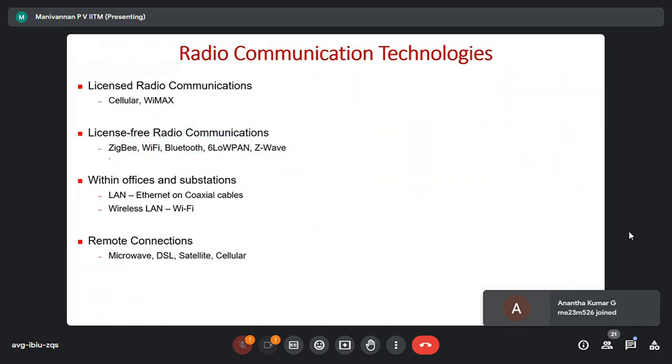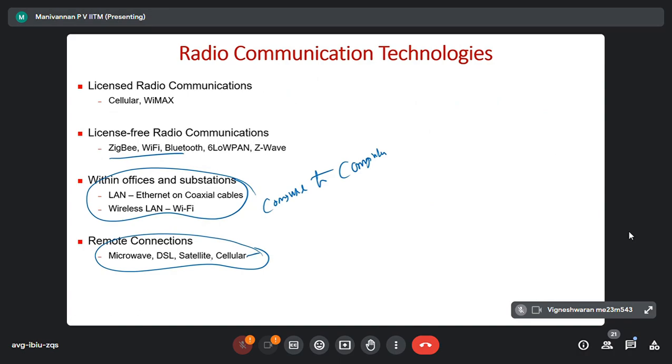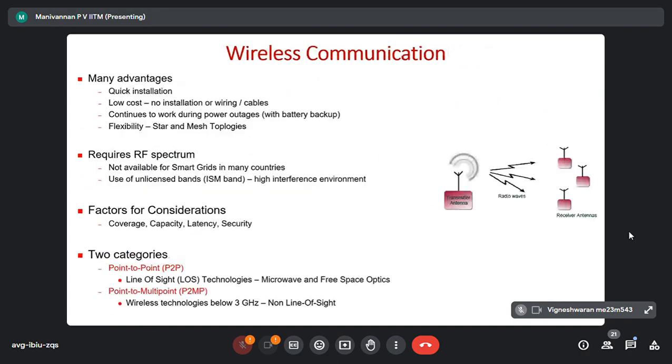Otherwise, this is used for LAN. Wireless Wi-Fi is used for Ethernet inside your vehicle, computer to computer communication. Wi-Fi communication inside your car, you use this. Then for remote communication, you use micro DSL, where cell phones and all those things are. Our interest will be in these three only: Zigbee, Wi-Fi, Bluetooth.